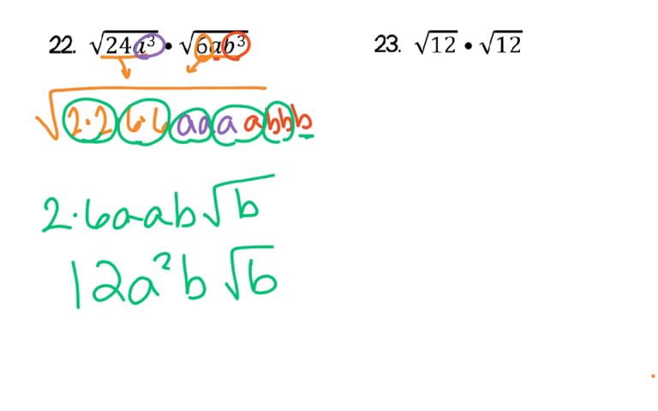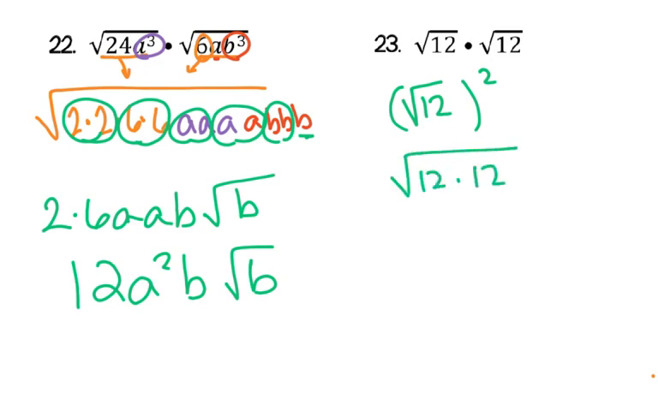On number 23, the square root of 12 times the square root of 12, there's a couple ways you can look at that. That's the square root of 12 squared. It's the square root of 12 times 12, so you have a pair of 12s that come out. You can say the square root of 144, which you know what that is. So no matter how you look at it, the answer to that is 12.